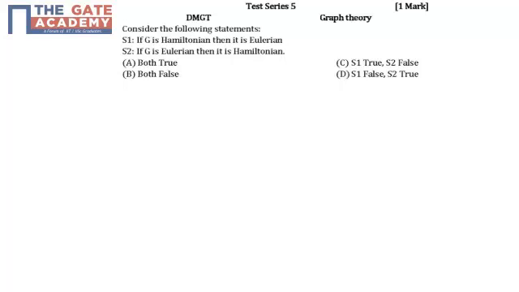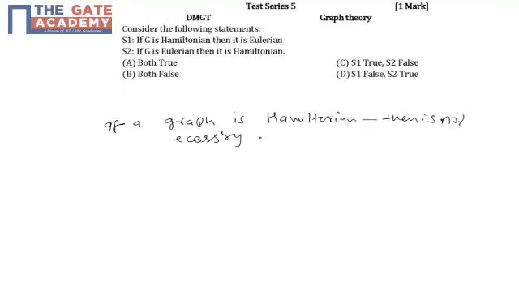In the given graph they are asking the relationship between the Hamiltonian and the Eulerian. Now we know that if a graph is Hamiltonian, then it is not necessary that it will be Eulerian, and the converse is also true. One example I am going to give.